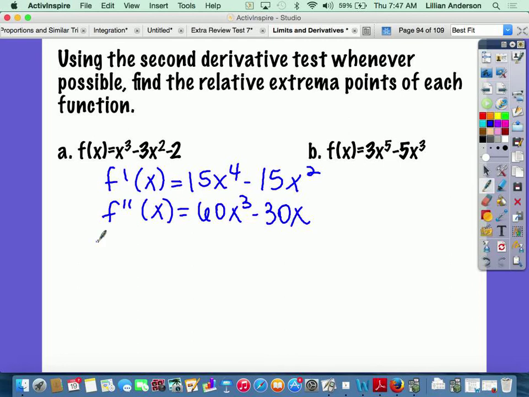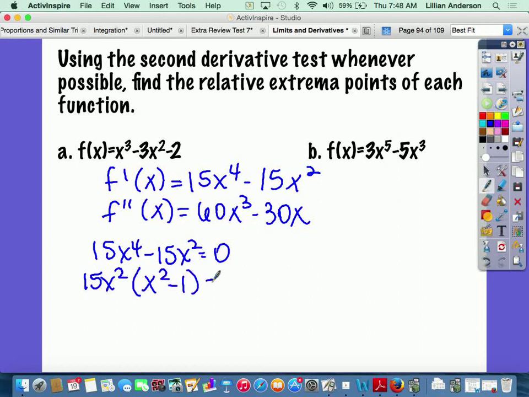So now we're going to set our first derivative equal to 0, just like we did last time, and solve. Well, we have a greatest common factor of 15x squared, leaving us with x squared minus 1. We're going to set both factors equal to 0. And we see that x equals 0, and then x equals plus or minus 1. Okay? So in this case, we're going to have 3 critical points that we're going to test.